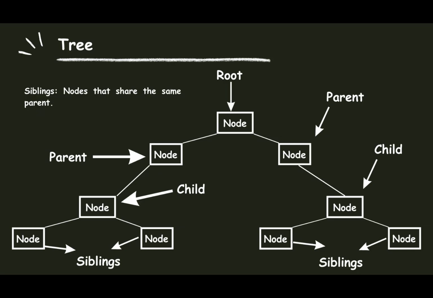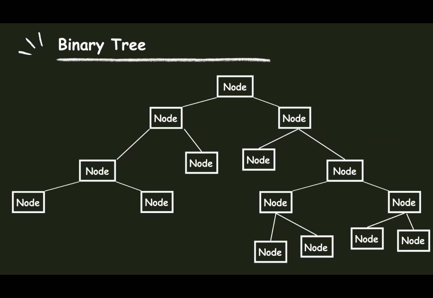We have a leaf or external node, which is a node that has no children, and these are the endpoints of a tree. We have an internal node, which is a node that has at least one child, and finally, we have an edge, which is the link or connection between nodes. There are different types of trees, and we are going to start with a binary tree. A binary tree is a hierarchical data structure in which each node has at most two children, referred to as the left child and the right child.